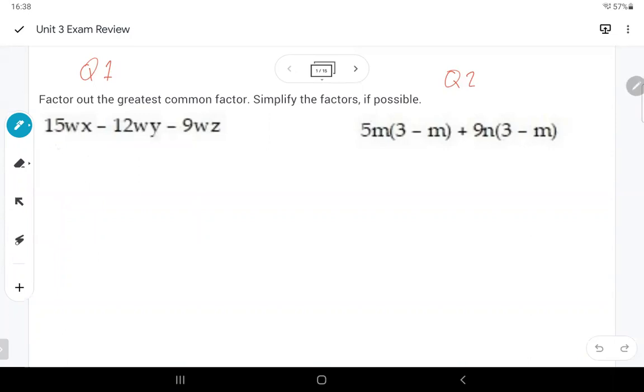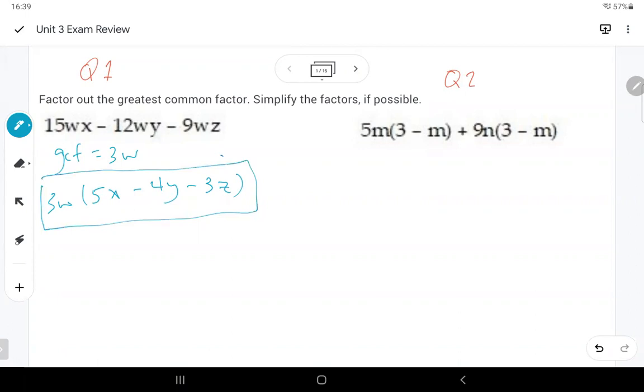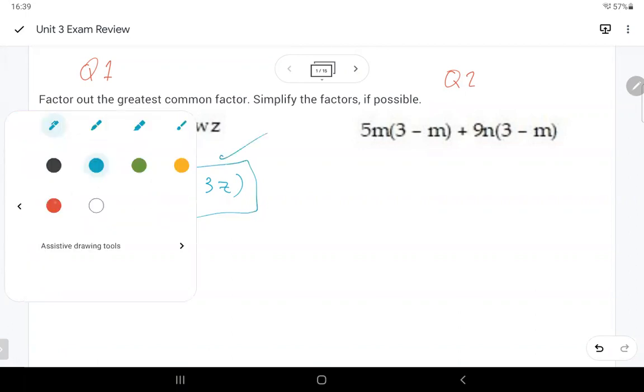Okay, so GCF for this one. A 3 and a w is present for everyone. So we're going to pull a 3w out and we'll have 5x minus 4y minus 3z. Okay, we can't do anything else with our inside factor, so we are done. And that's it for that one.